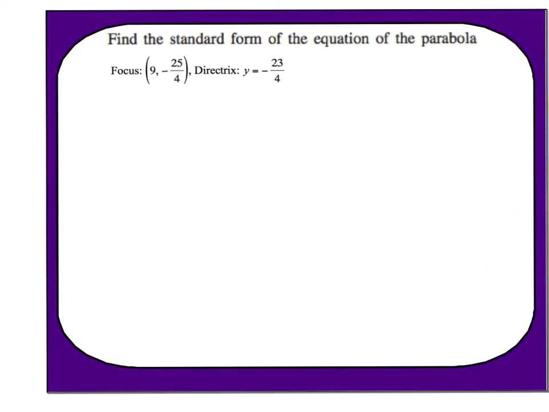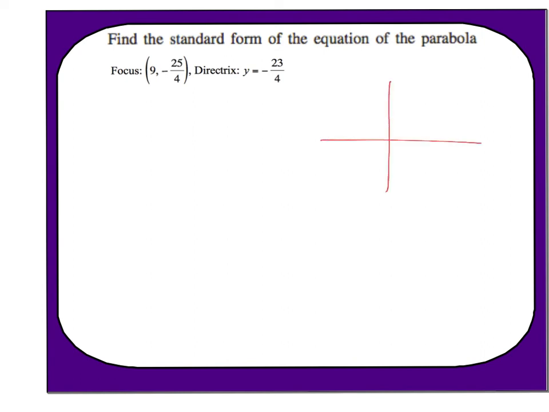So we're going to find the standard form of the equation of this parabola, and I'm given a focus and a directrix. So my focus is 9 comma negative 25/4, and my directrix is y equals negative 23/4. So I always like to start out with a sketch. I think that this will make it a lot easier when you make a little sketch.